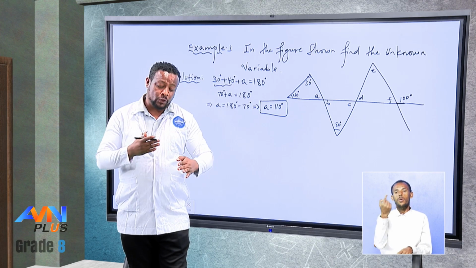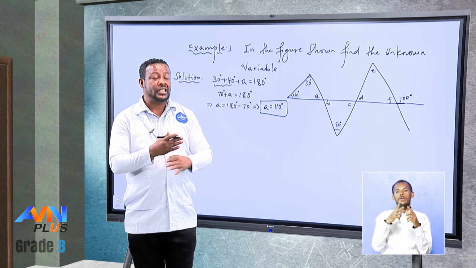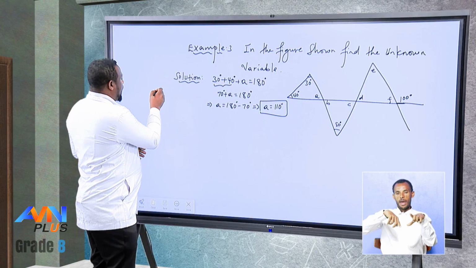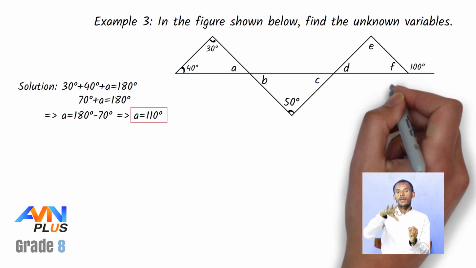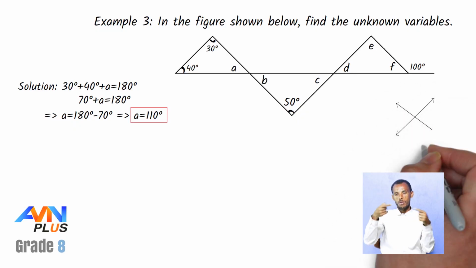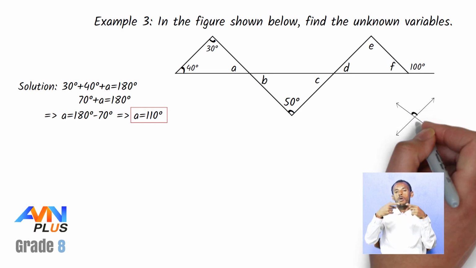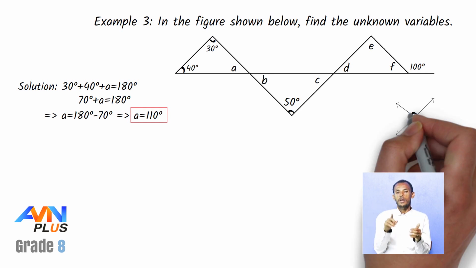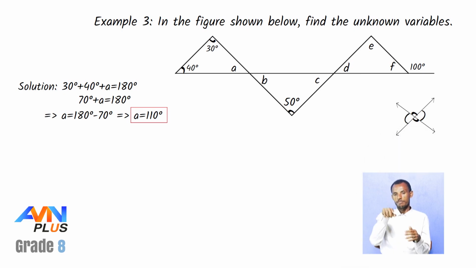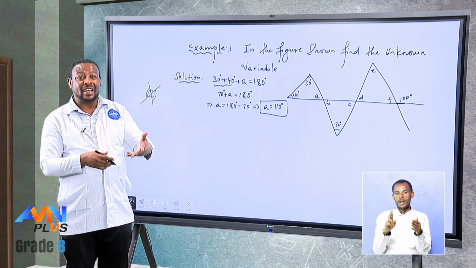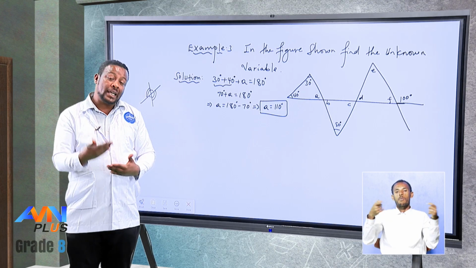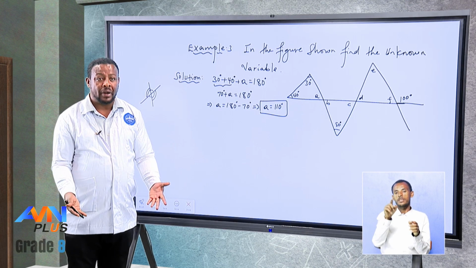Always, if you have two intersecting lines, you can get vertically opposite angles. This and this are called vertically opposite angles, and they are congruent. And you can also consider this and this. These two pairs of angles are also vertically opposite angles, and they are congruent, right?